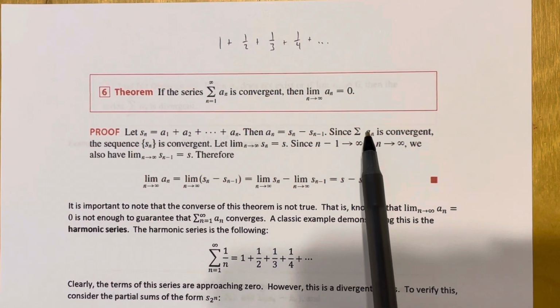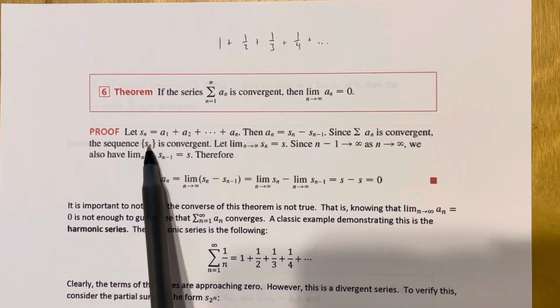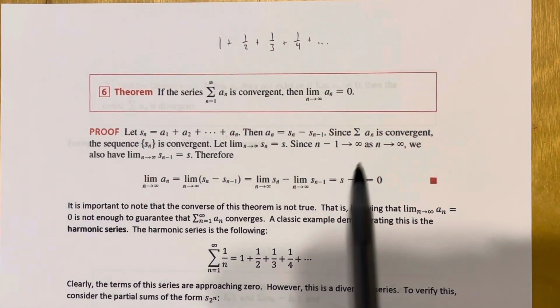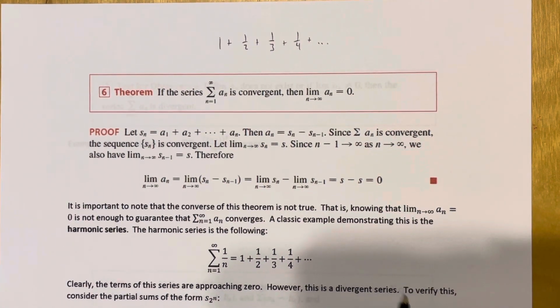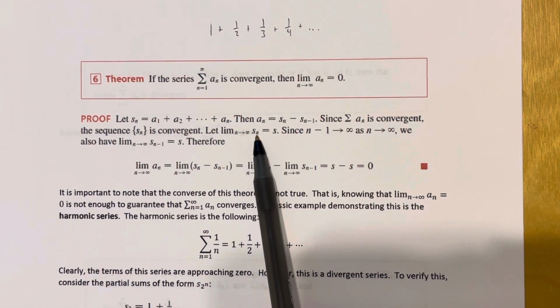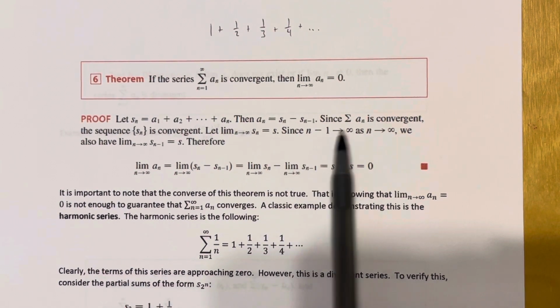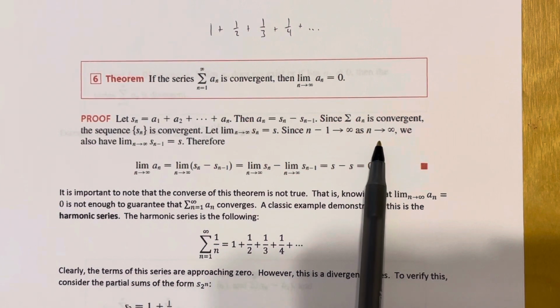Now since this sum is convergent, we know that the sequence of partial sums has to be convergent, because that's how we defined convergent series in the first place, which means that the limit as n goes to infinity of my sequence of partial sums is equal to some finite number s. Okay, now n minus 1 goes to infinity as n goes to infinity.